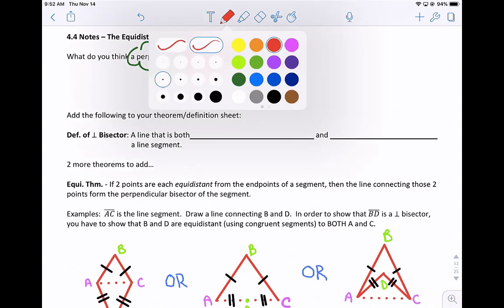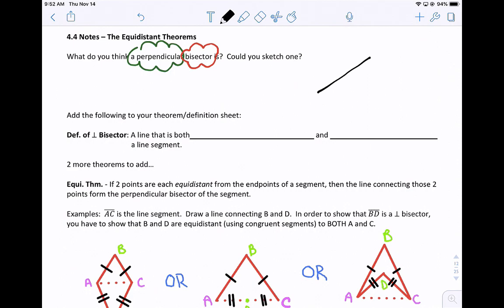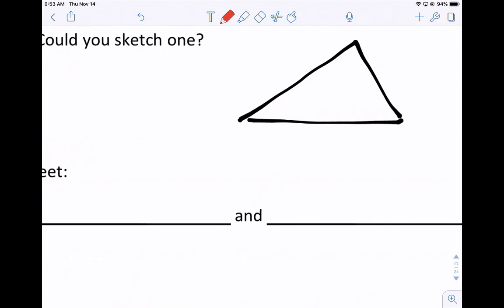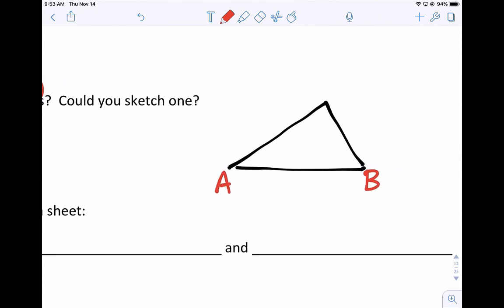All right, so to sketch one, I'm just going to start with maybe a triangle. Actually, let's make the triangle look like this. Okay, so perpendicular bisector. Perpendicular means 90 degrees, and bisector means cuts in half. And so if we take a side, let's just do AB. To draw the perpendicular bisector, we'd want to be in the middle, and it would want to be perpendicular. So here's an example of a perpendicular bisector.